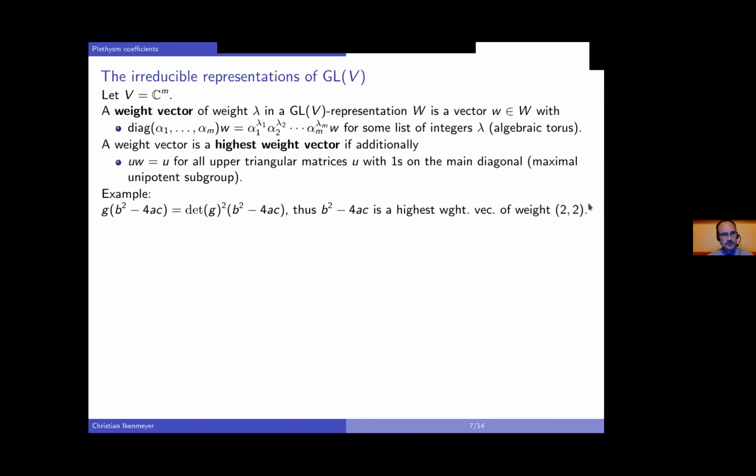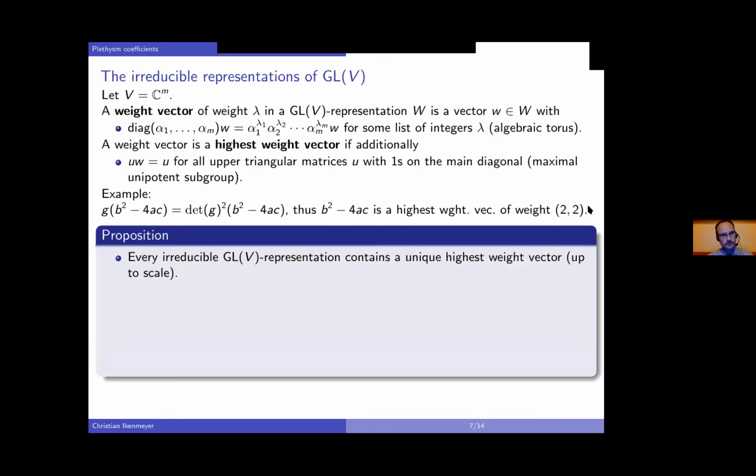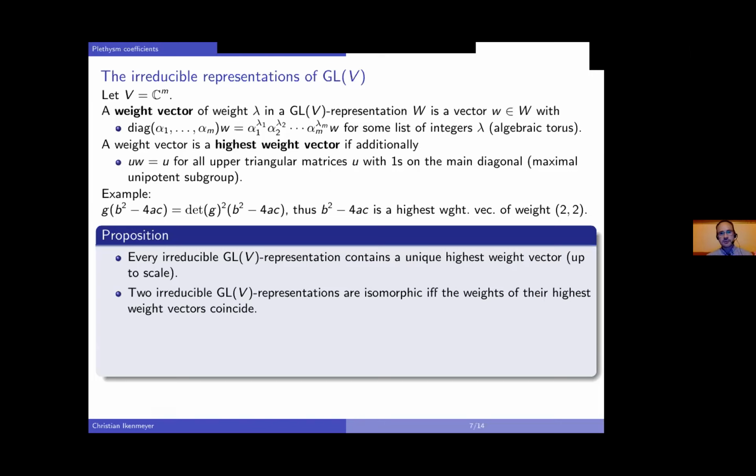So why are these highest weight vectors interesting? Because they describe basically the irreducible representations. So a lot of things, basically they describe the whole representation theory of the general linear group. You have that every irreducible GL(V) representation contains a unique highest weight vector up to scale, and two irreducible representations are isomorphic if and only if the weights of their highest weight vectors coincide. This means that the highest weight vector, up to isomorphism, completely defines the irreducible representation.